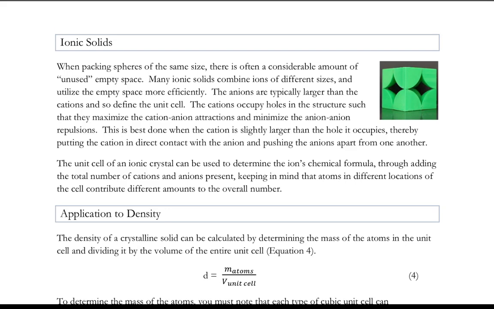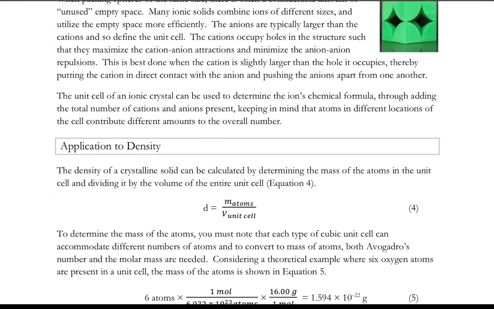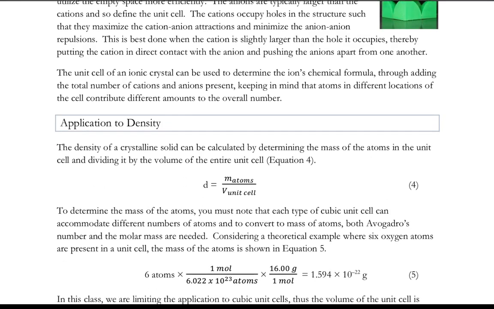Alrighty. The unit cell of an ionic crystal can be used to determine the ionic compound's chemical formula by adding the total number of cations and anions present. So what we do is we figure out within a unit cell of an ionic solid how many total equivalent anions there are and how many total equivalent cations there are. If there's the same number of cations as anions, then we know the ratio between them is 1:1, like in NaCl, for example.